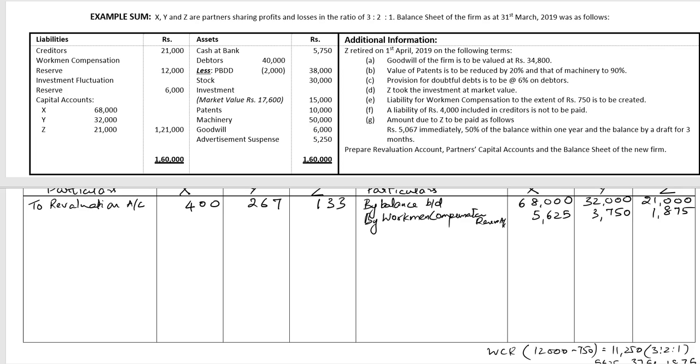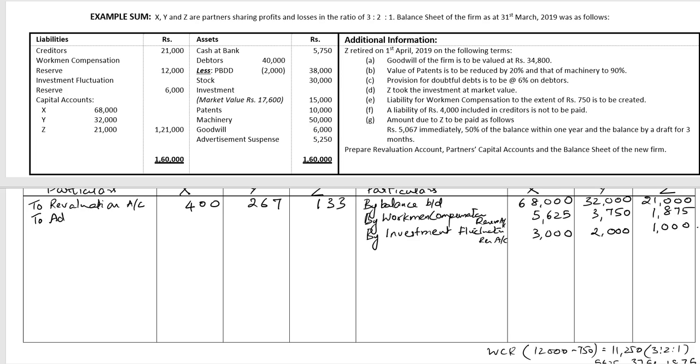Investment fluctuation reserve. There was an increase in the market value of investment. So the investment fluctuation reserve is no longer necessary. We'll distribute that in 3:2:1 by investment fluctuation reserve account. 3,000, 2,000 and 1,000 rupees.